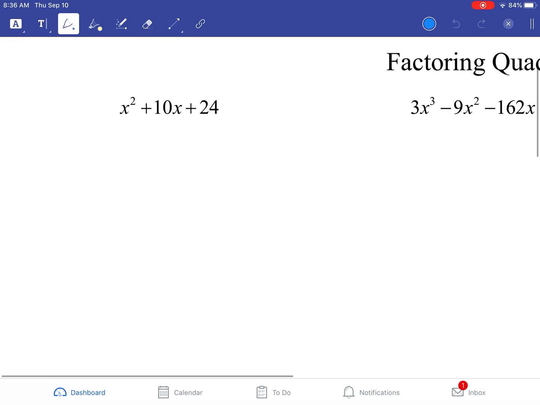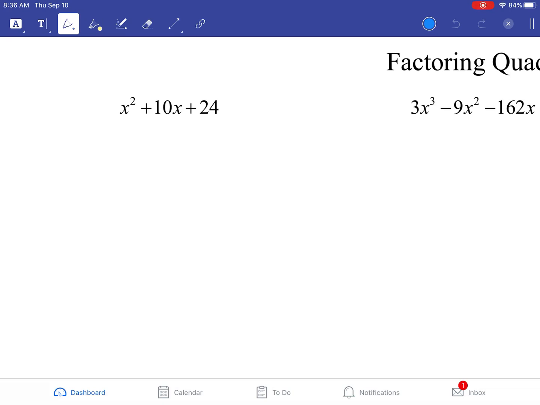So the first thing you want to do in your mental checklist is, can you take a greatest common factor out? In this case, you have 10 and 24, but you have a 1 in front of the x squared term. So there's nothing you can take out of all three at the same time. So there is no greatest common factor, which means we go to the second step. Is this a simple factoring type of problem? And the answer would be yes.